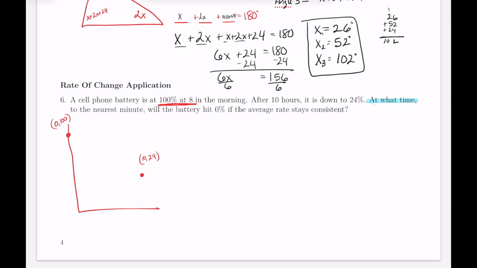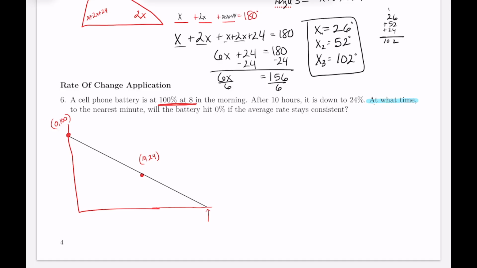And what's going to happen here is we're going to say that the drain on the battery is going to be a constant. So it's just going to come right through there. And at some point, we don't know when, it's going to reach 0. The life of the battery will reach 0. We are looking to try to figure out when this is. Okay. So let's figure out how much of the battery drains each hour.